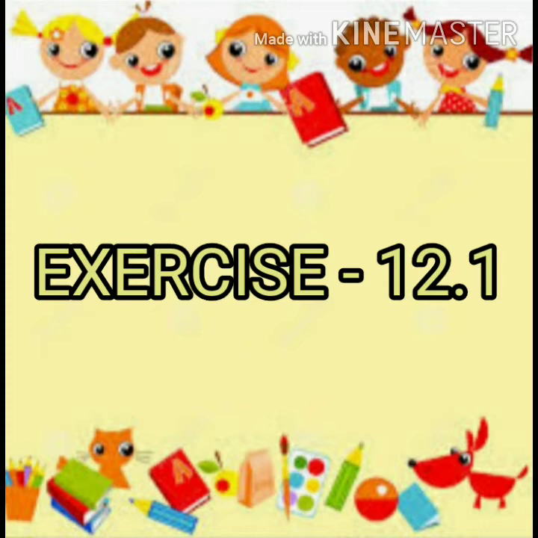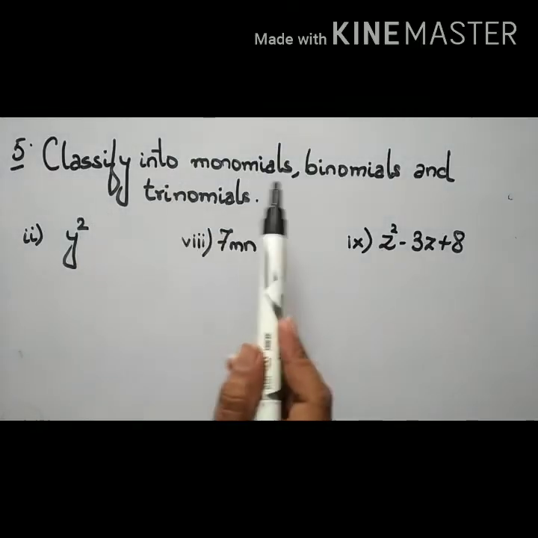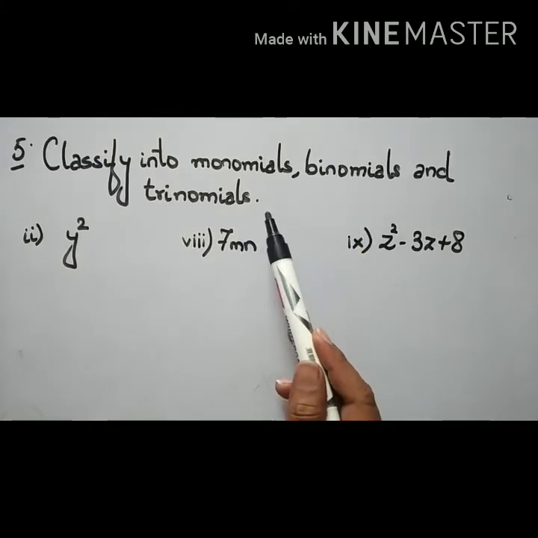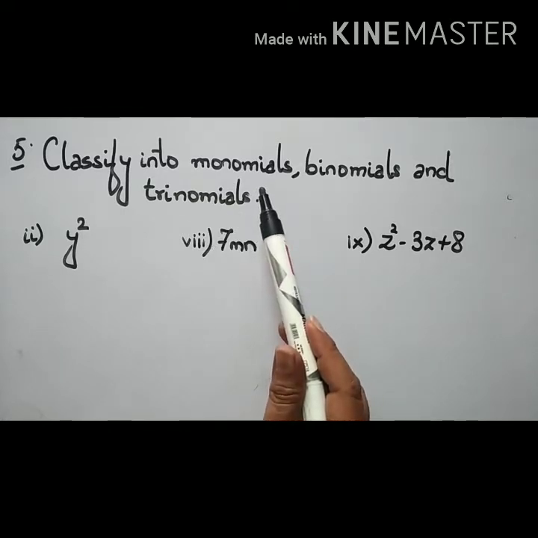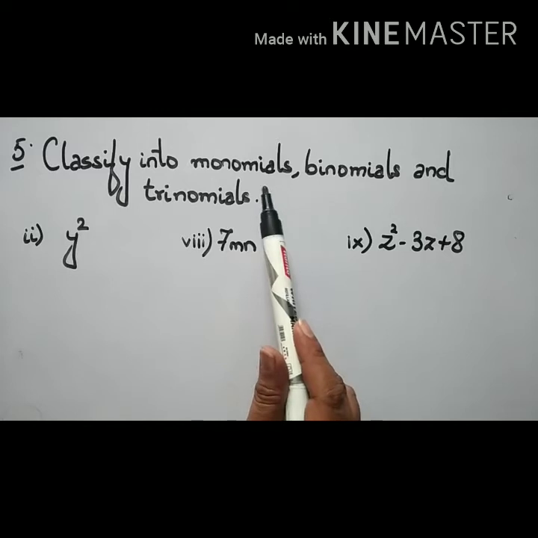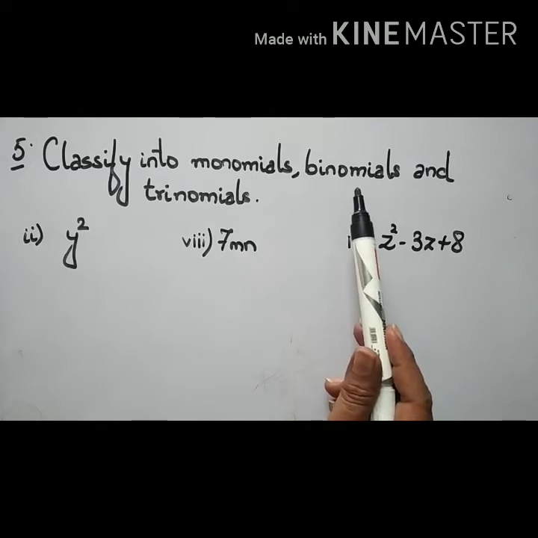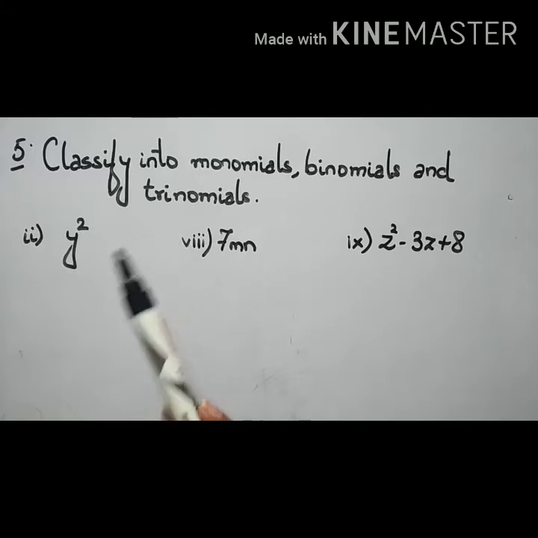Now let's start with exercise 12.1. So let's start with question number 5. Classify into monomials, binomials and trinomials. As we have done earlier, monomial means that expression which contains only one term. Binomial, the expression which contains only two terms. Trinomial, an expression which contains three terms.